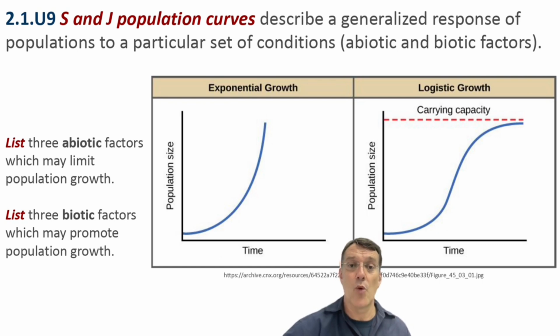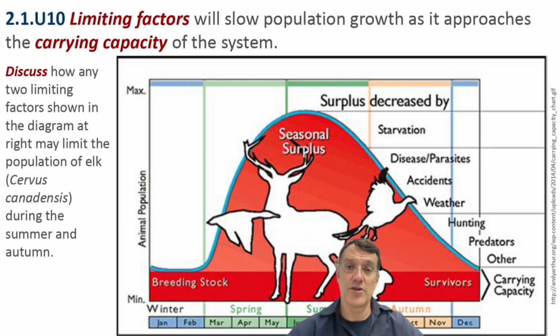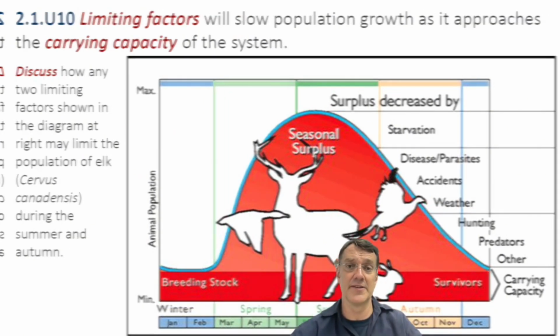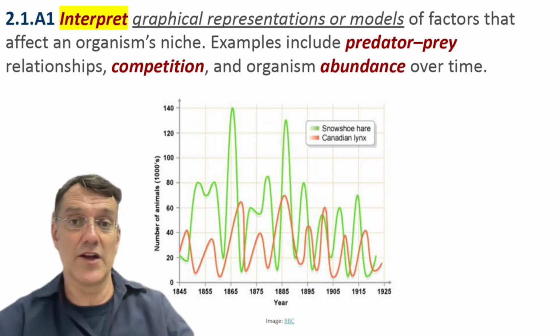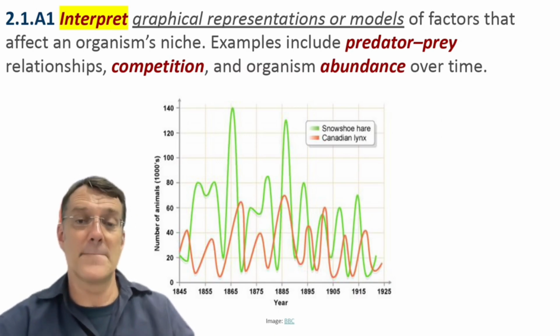Abiotic factors like temperature, water availability, and space can limit growth, while certain biotic factors may promote it. Limiting factors slow population growth as it approaches the carrying capacity. The diagram shows several factors that can limit populations, including starvation, disease, parasites, accidents, weather, hunting, and predation. For example, during summer and autumn, elk populations might be limited by increased disease transmission from higher population density or by weather events like drought that reduce food availability. When interpreting graphical representations of ecological relationships, we observe important patterns.